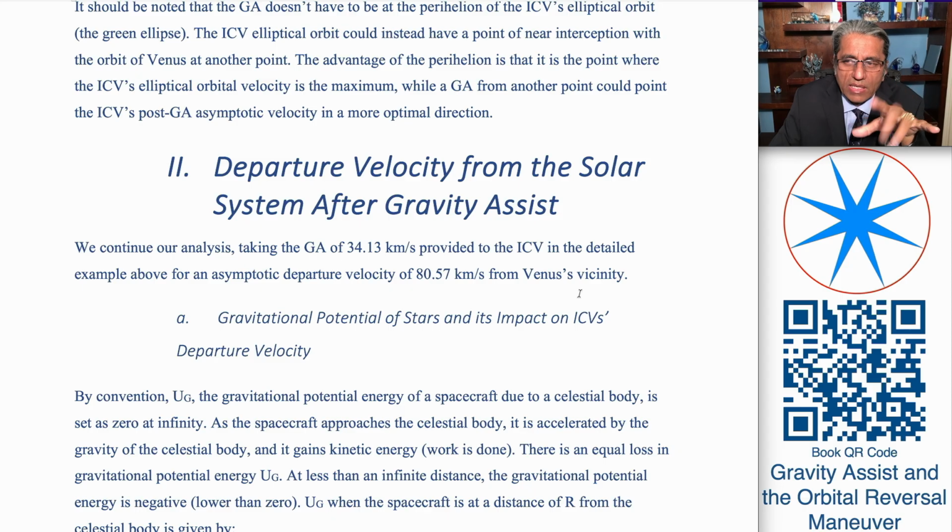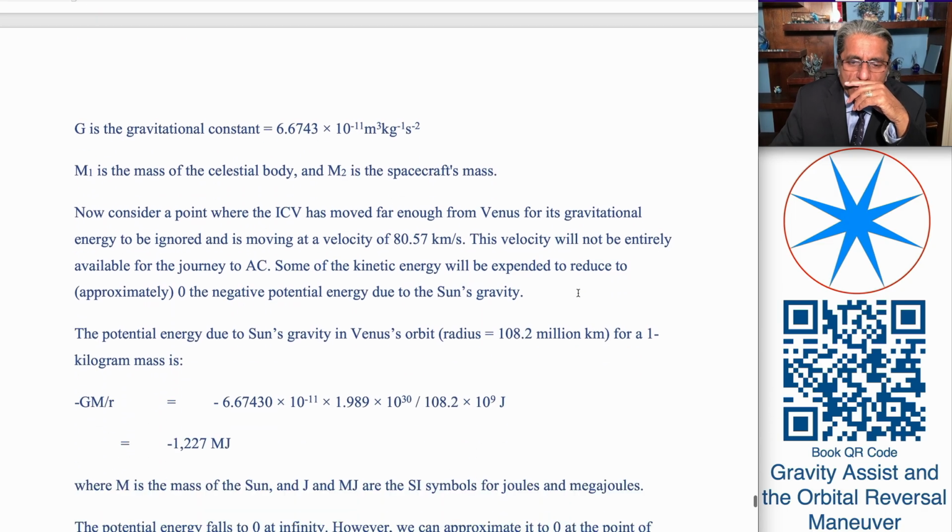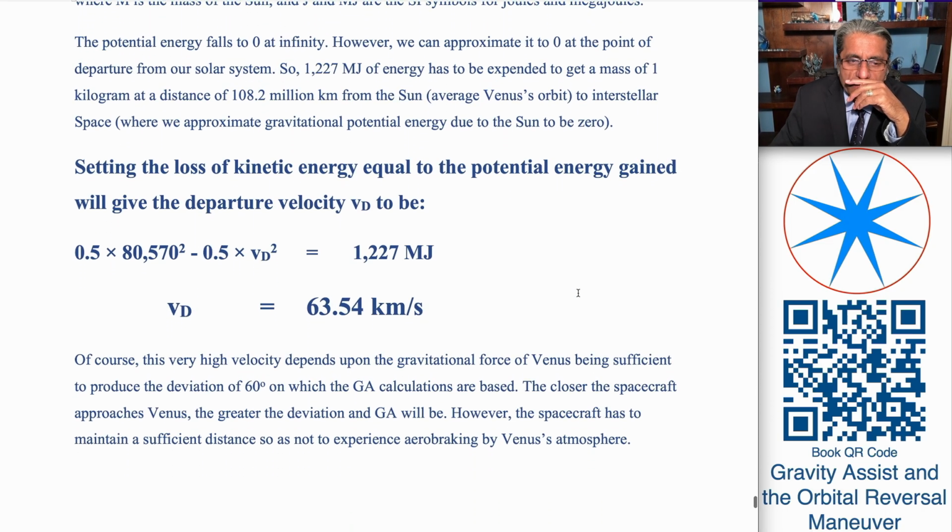So there is an increase in the potential energy of the spacecraft, which is paid by the loss in kinetic energy. And doing all those calculations, what you find is that the spacecraft is going to exit the solar system, where its potential energy has gone from negative to approximately zero, at a speed of 63.54 kilometers per second.